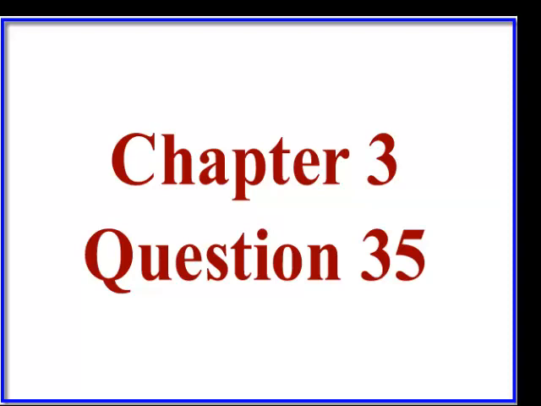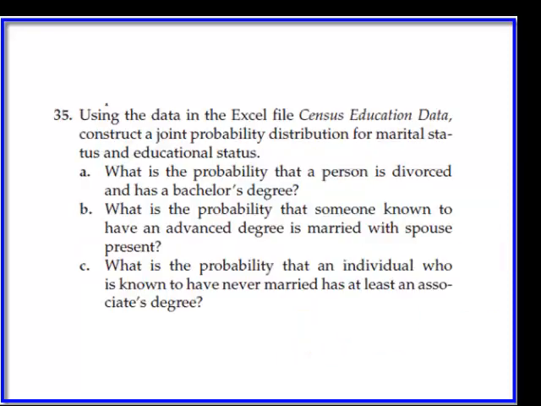Hello, statisticians. I'm going to show you how to do question 35 from chapter 3. It was kind of confusing, and I'm starting to like this book less and less as I go. But there's question 35. Using the data in the Excel file, Census Education Data, construct a joint probability distribution.